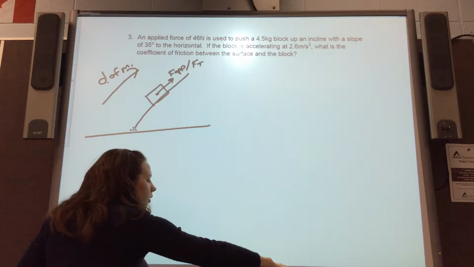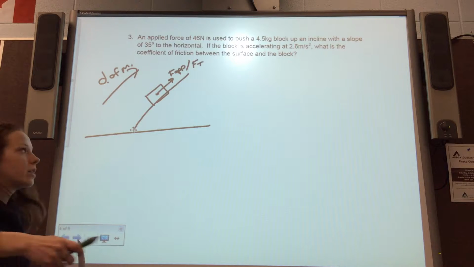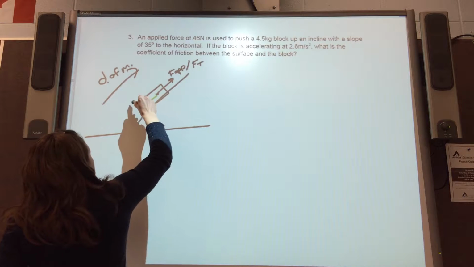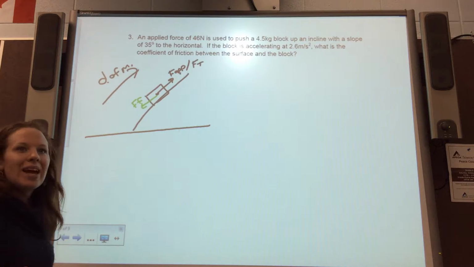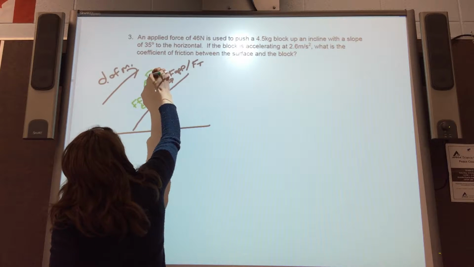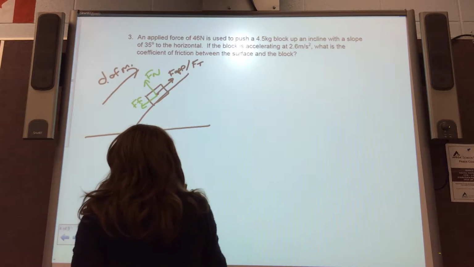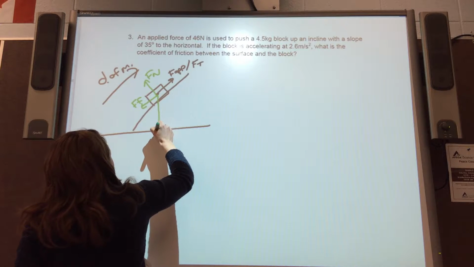All right, so now my definition of friction is that it's whatever is opposing the force applied. So now I have my FF I know I can draw. My FN is perpendicular to whatever surface I have, so I can draw my FN. And then I can also draw my FG, so that one's straight down.